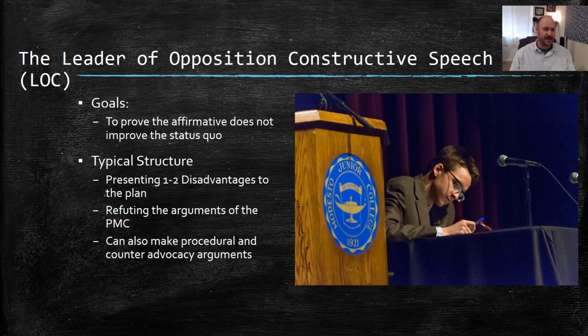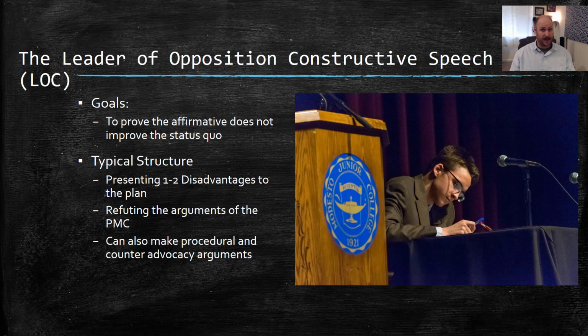So typically, if you decide to go off case first, you would start by presenting 1 to 2 disadvantages to the plan that show that the plan would result in a net detrimental change to the status quo, and then refuting the arguments of the prime minister constructive, perhaps starting with the background, but most likely spending most of your time refuting each of the planks of the advantages, meaning responding to the uniqueness, link, internal link, and impacts of all the advantages. It's important to ultimately try to get to a point where you can claim that the advantages do not result in a net beneficial impact that makes the status quo better or avoids the status quo getting worse. That is the main point of refutation.